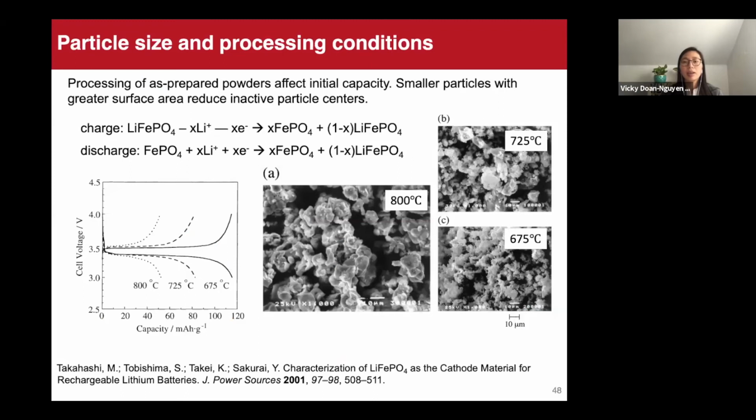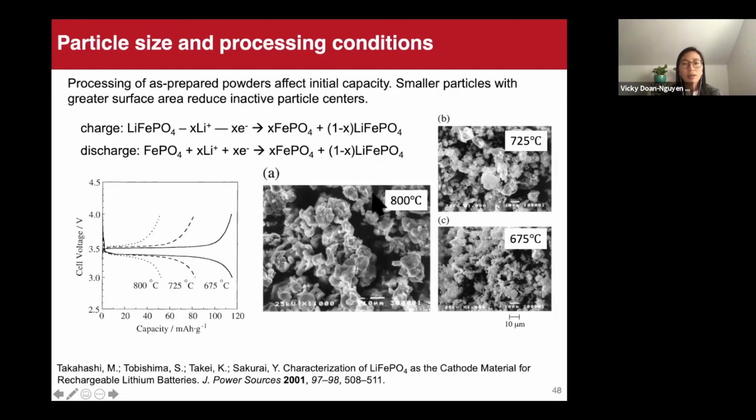Okay. So what we haven't talked about so far is how particle size and processing conditions affect performance, right? We talked about the thermodynamics, we talked about phase transformation, but how we process a material before we even cycle the material will affect the performance or the capacity achieved. And so here you could see for lithium iron phosphate that smaller particles with greater surface area can reduce the amount of inactive particle centers that you have.